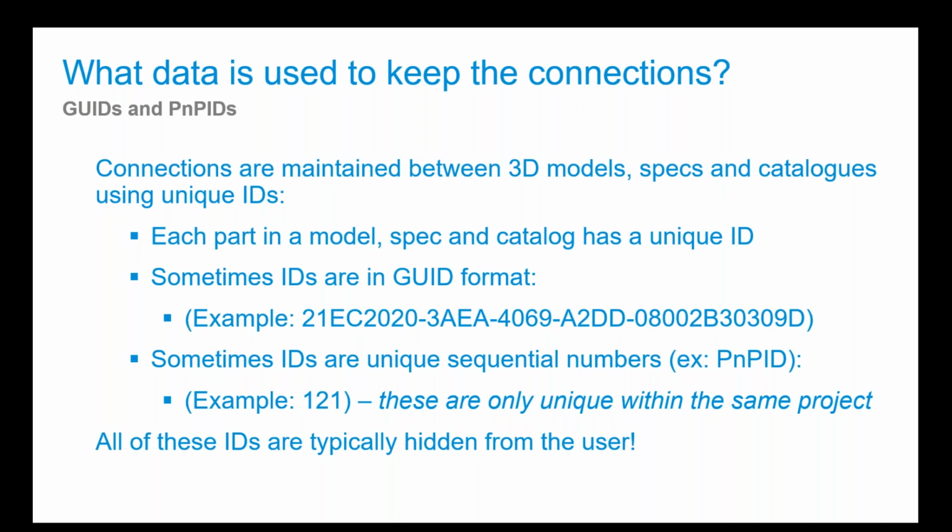All of these IDs are typically hidden from users, meaning you can't see them in the Plan 3D interface. You need specialized tools to look into them, so we'll go to that in a second, on what tools you need and how you can view them. So let's go to the next slide. Now that we know there are two IDs that are primarily focused on connections between the model, spec, and catalog, let's look at where these IDs are found.